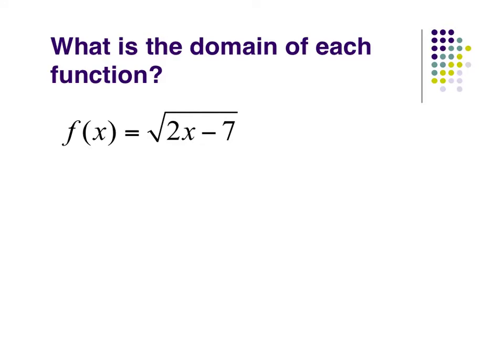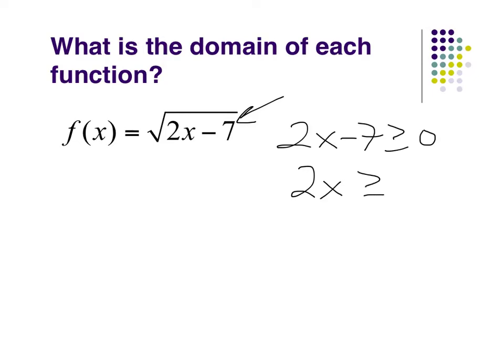This problem is a little bit different looking, but still the same process. I'm going to take what's inside and make sure that it's greater than or equal to 0. When I do that, I get 2x is greater than or equal to 7, so x is greater than or equal to 7 over 2, or x is greater than or equal to 3.5 if you like decimals.